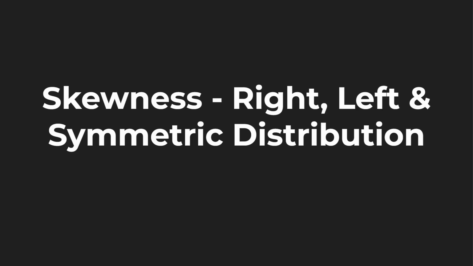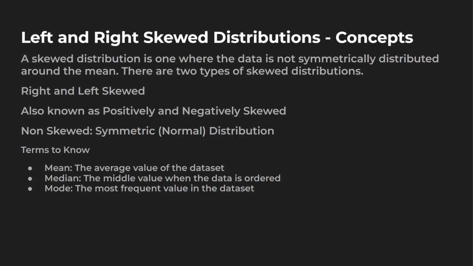But before we jump into some coding, I want to take a look at what's considered right or left skewed. All right, so let's take a look at skewness, right, left, and also symmetric distributions. So left and right skewed distributions, here's some of the concepts you should know. A skewed distribution is one where the data is not symmetrically distributed around the mean.